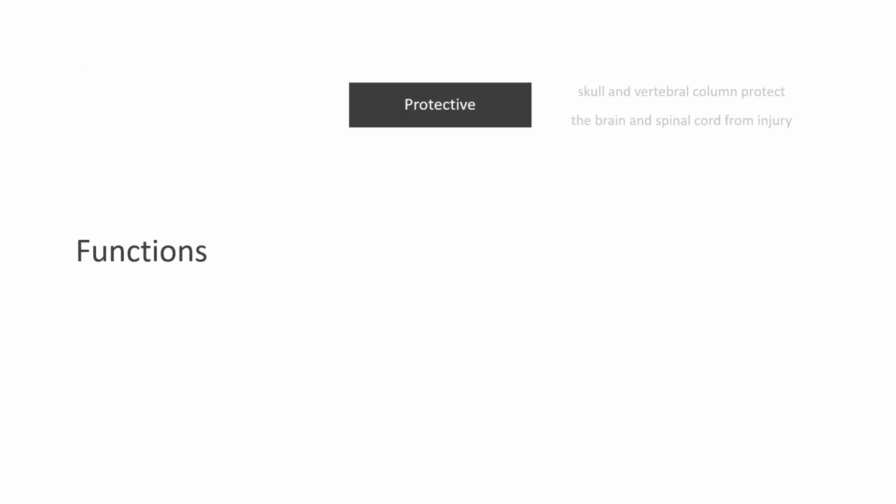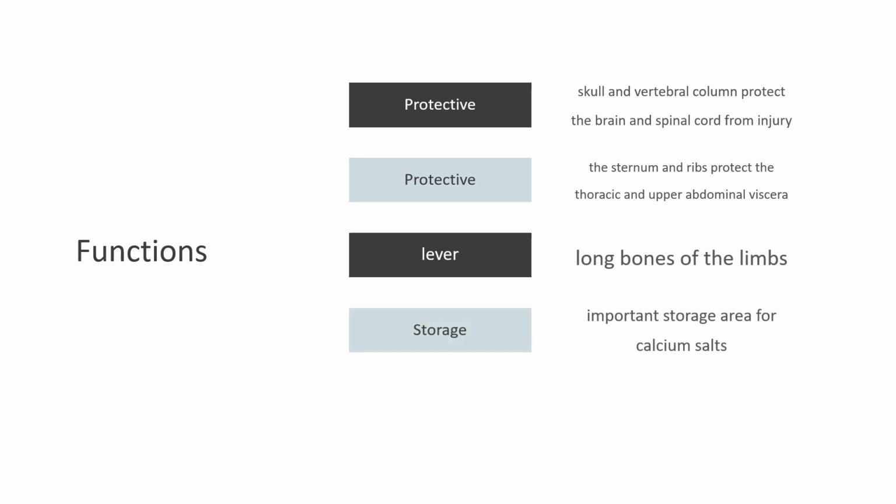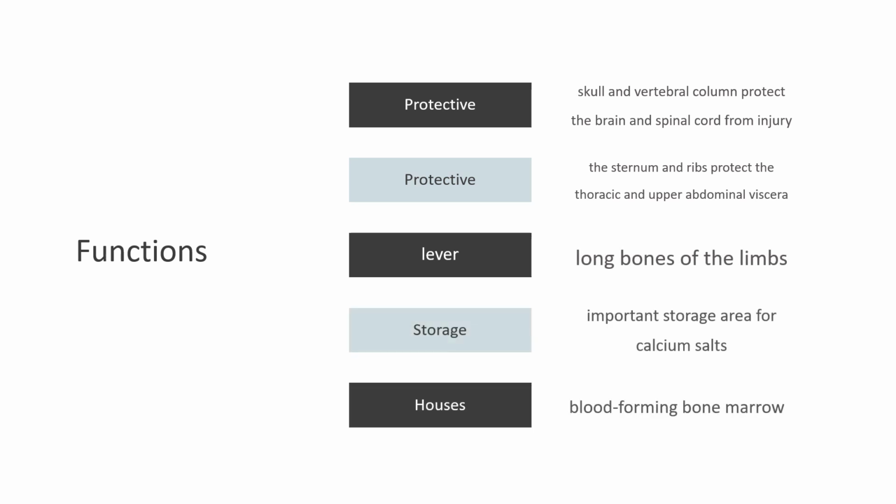Bone has protective functions. The skull and the vertebral column, for example, protect the brain and the spinal cord from injuries. The sternum and the ribs protect the thoracic and the upper abdominal viscera. It serves as a lever, as seen in the long bones of the limbs, and as an important storage area for calcium salts. And it houses and protects within its cavities the delicate blood-forming bone marrow.